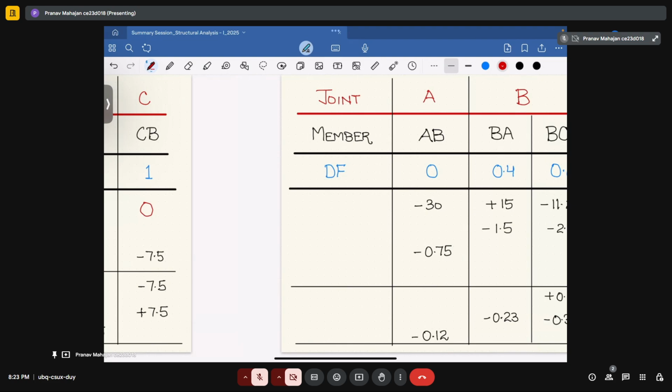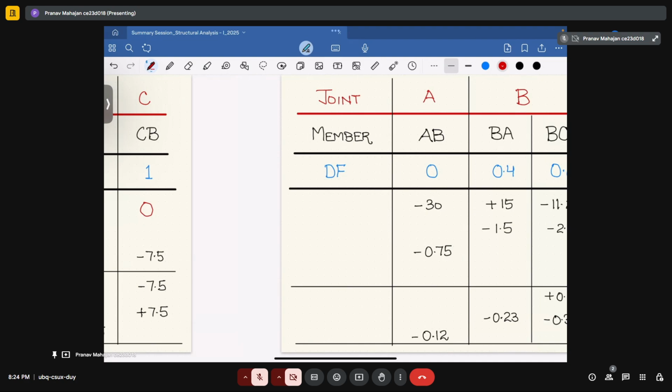Now still you are having 3.75 as the unbalanced moment at joint B. So this 3.75 is divided based upon the distribution factor again into minus 1.5 and minus 2.25, and their corresponding carryover moment is provided at joint A and joint C. Again, at joint C, moment should be equal to 0, so plus 1.13 is provided as the distribution factor. And now this 0.57 will become equal to minus 0.34 and 0.23 based upon the distribution factor.